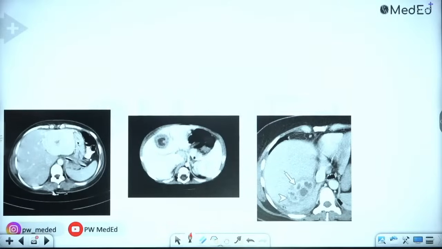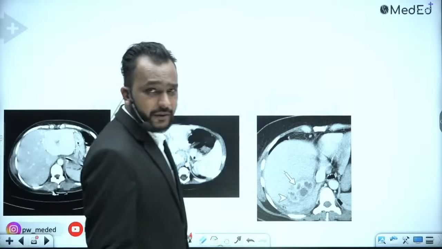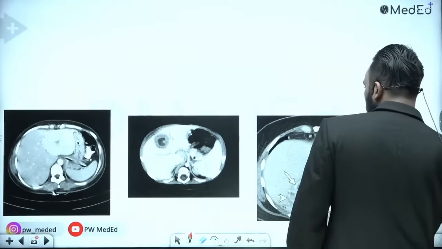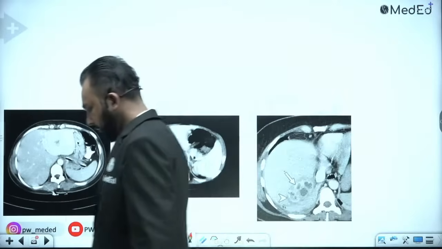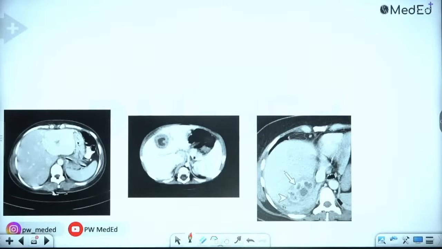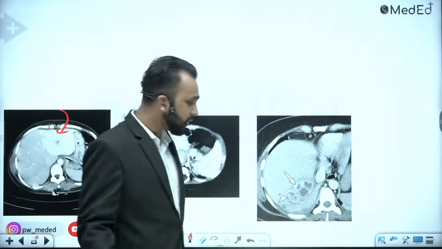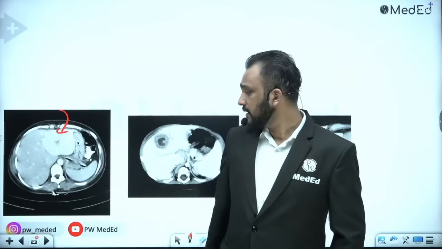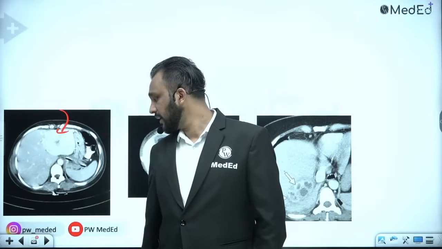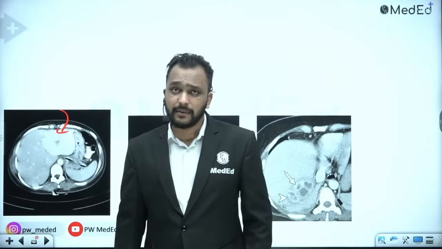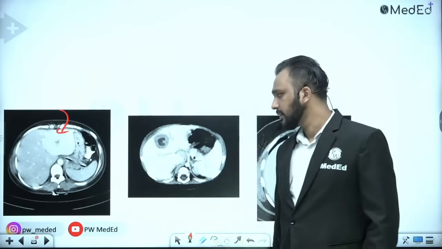Okay? So let us have a look at a few important pathologies within the liver. The first pathology is giving the central scar appearance. The central scar appearance, you can write it down. It is seen in focal nodular hyperplasia (FNH) and fibrolamellar variant of HCC.